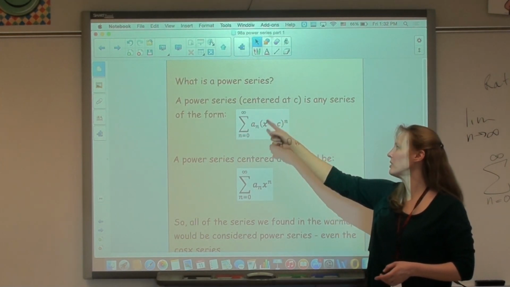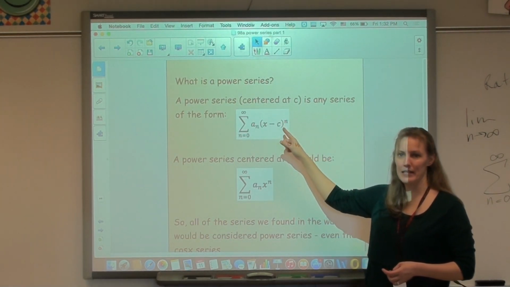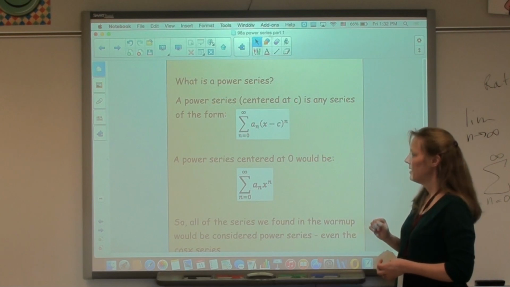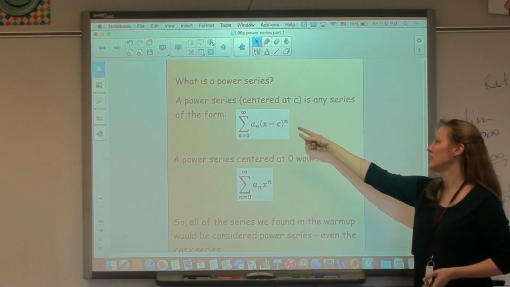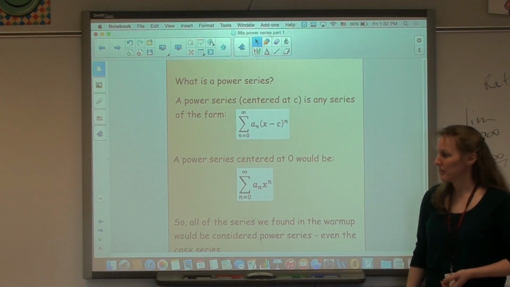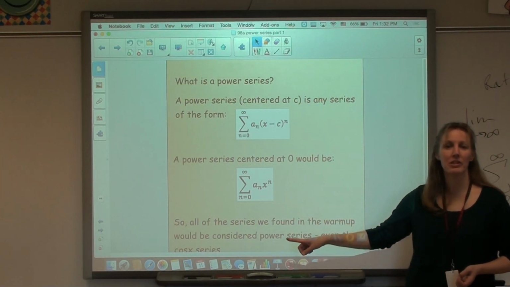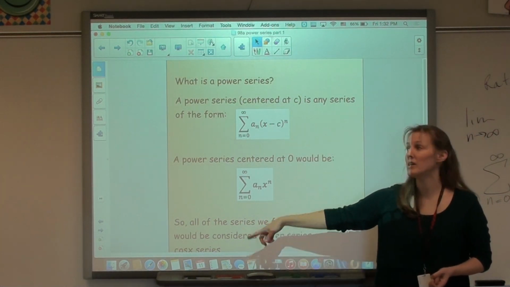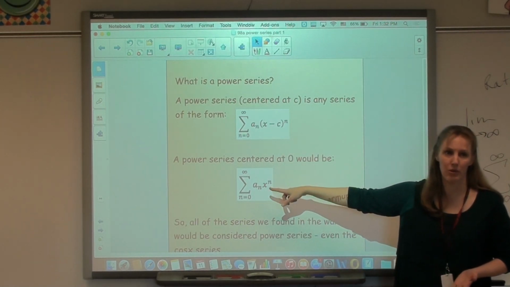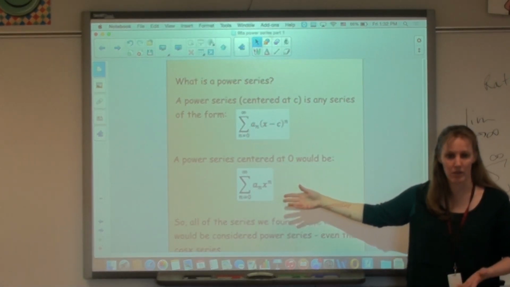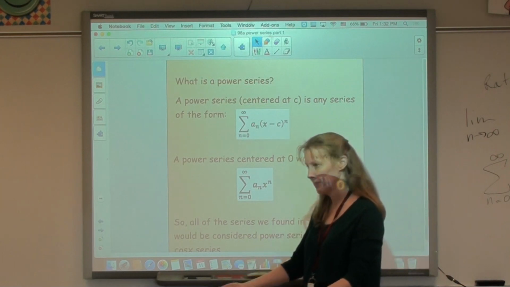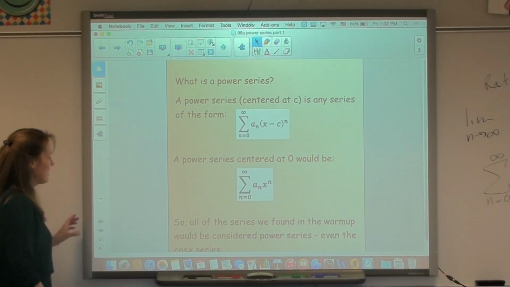Okay, so a power series has n's and x's in it. All right, and then of course, obviously centered at zero, you're just plugging in zero for c. All right, so all the series we found in the warm-up are power series, including the cosine, because this doesn't have to be n, it could be 2n, it could be n plus 1, right? There's ways to, but you get the idea.